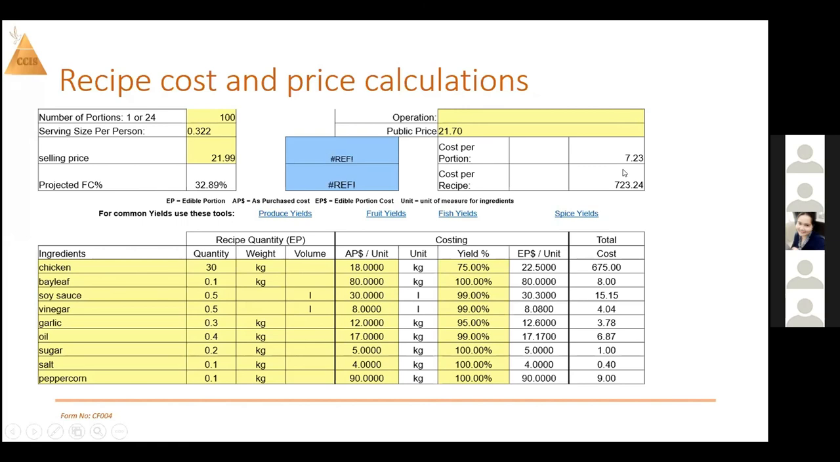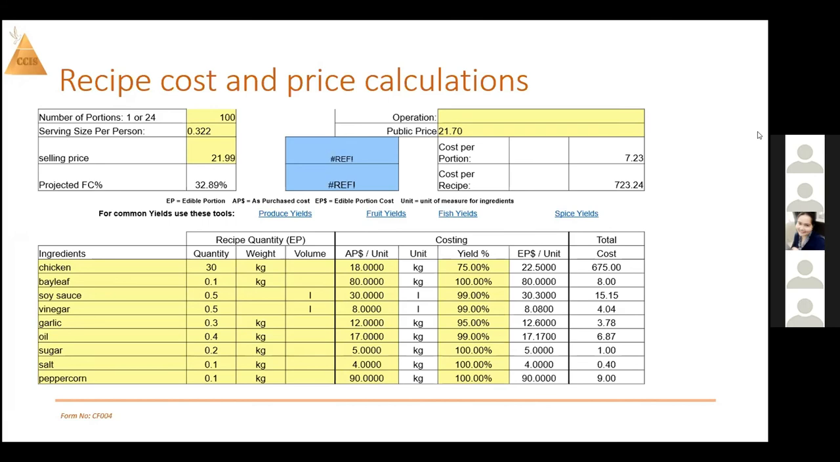Okay. So here is an actual recipe that I've taken just to show you some further detail on this topic of yields, the actual ingredients, the price, and calculating the cost. On the left, you'll see we have ingredients: chicken, bay leaf, soy sauce, vinegar, garlic, oil, sugar, salt, and pepper. So here we're making a chicken adobo dish. That's a list of all the ingredients we're going to be needing.